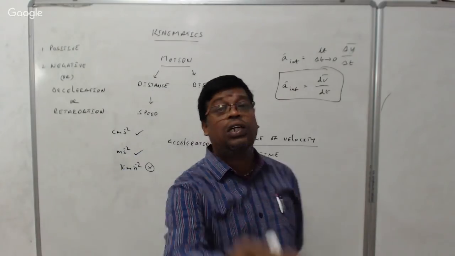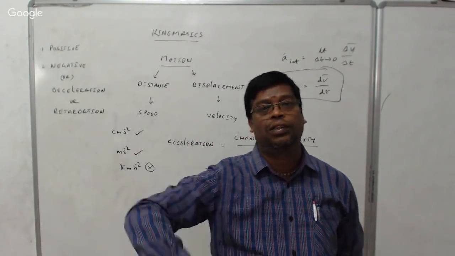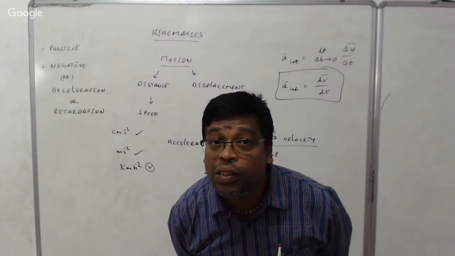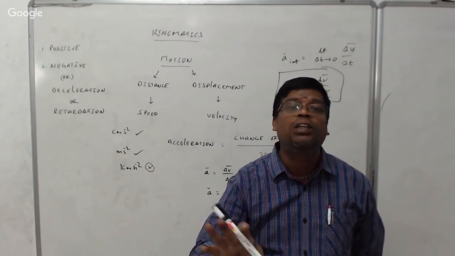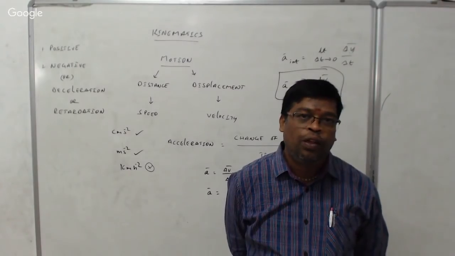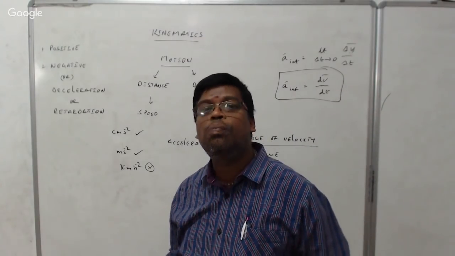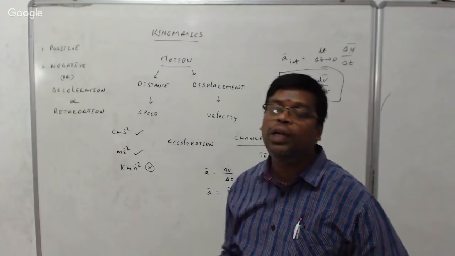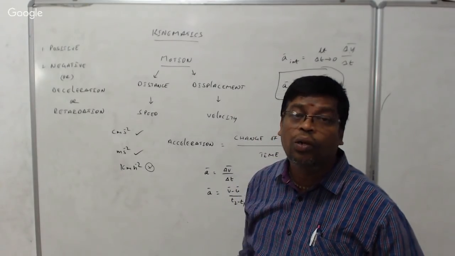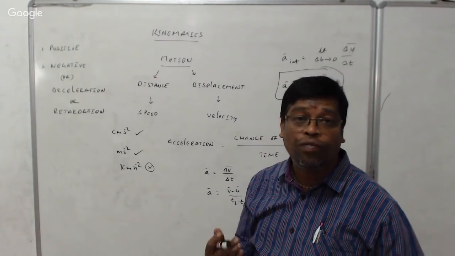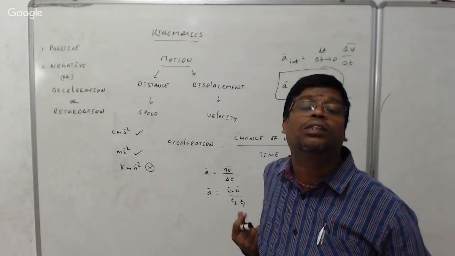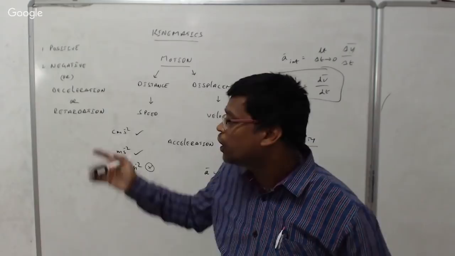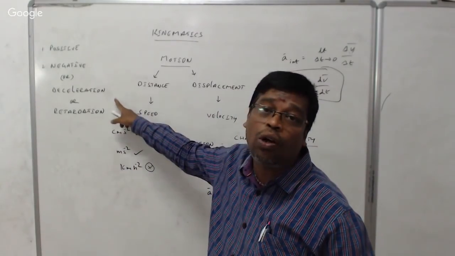Similarly, when the velocity of the body decreases, when would the velocity of the body decrease? By applying the brakes. Okay, if you want to reduce the speed of the vehicle, obviously we need to apply the brakes. So the change of velocity of the body in the negative x-axis is called as negative acceleration or deceleration or retardation.